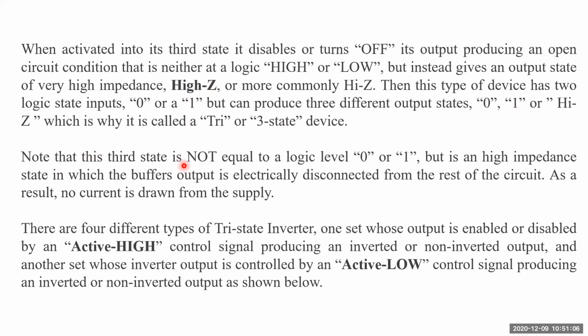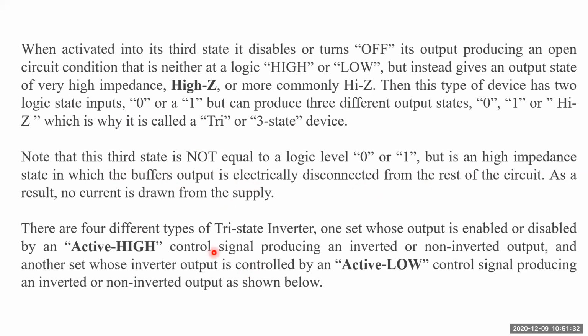Here, it is a logic 0 or logic 1, but what happens in this case? Logic 0 and logic 1 are nothing else but a NOT gate operation, which is your CMOS inverter. But apart from that, here you will also get a high impedance state in which the buffer or inverter is totally electrically disconnected. Disconnection takes place. This is what happens in your tri-state inverter.